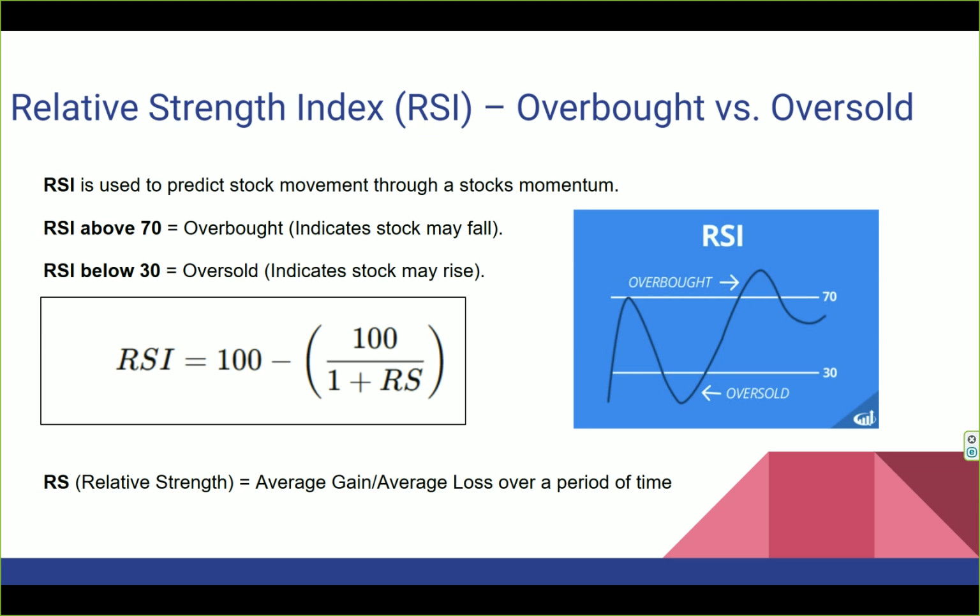For example, RSI is 100 minus parentheses 100 over 1 plus RS, or relative strength, which is the average gain over average loss for a period of time. It's important to use RSI to predict when a stock is going to correct itself from a bad day, from a bad week, or when you think it's time to start investing and pull the trigger.